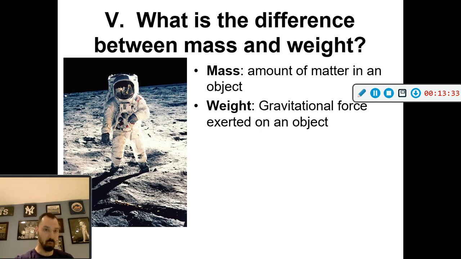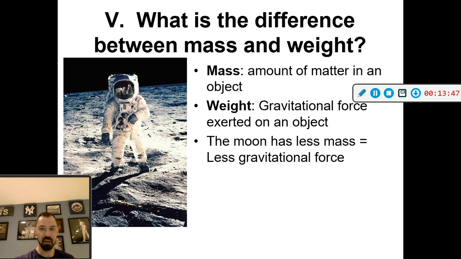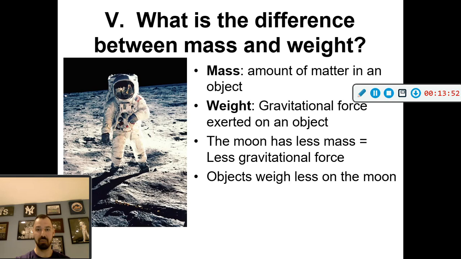If something were to hit the astronauts with enough force, they can actually get thrown off the surface of the moon very easily, because it's 1/5 of the Earth's gravity. All right, so the moon has less mass and less gravitational force. Objects weigh less on the moon.